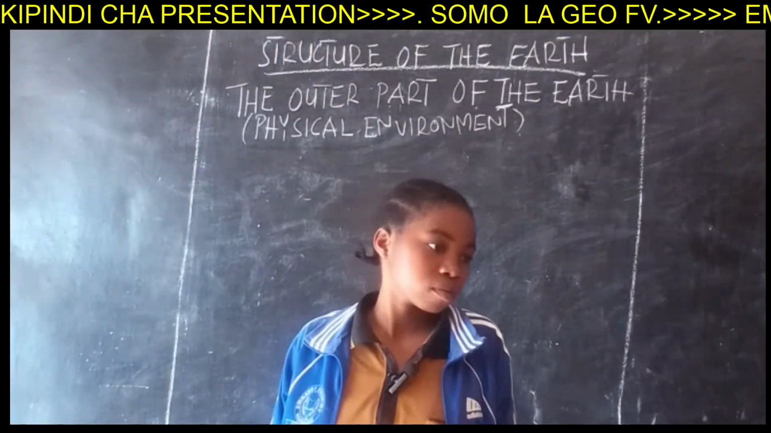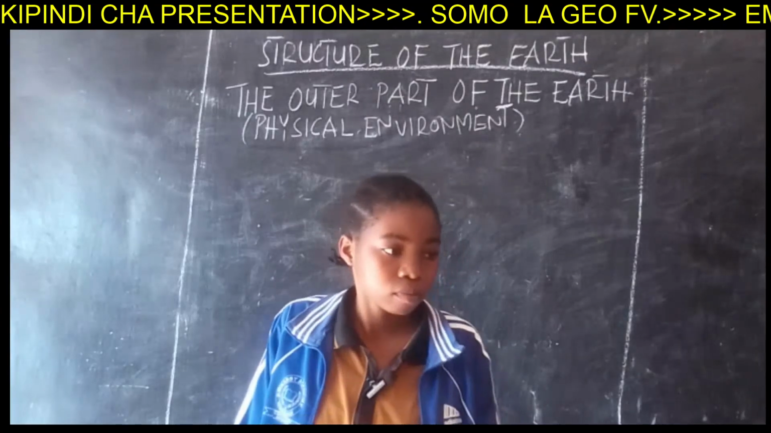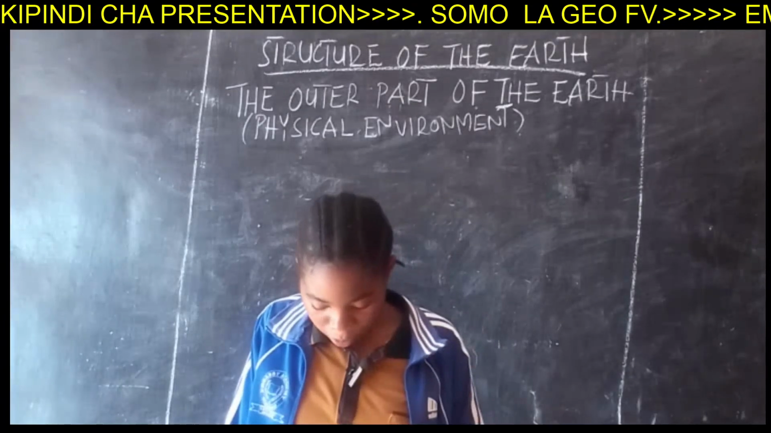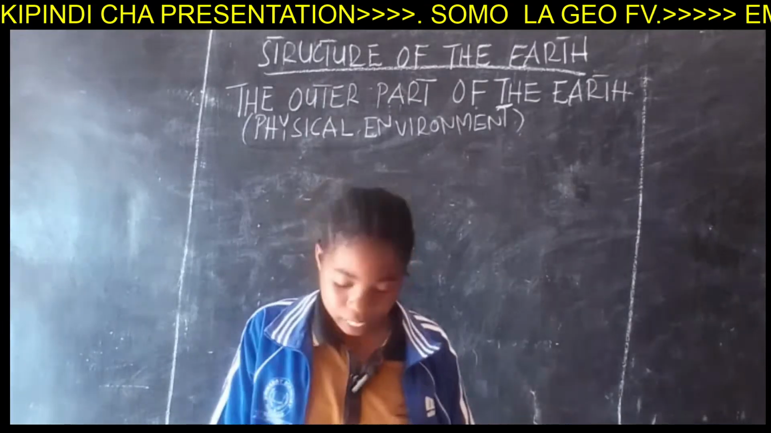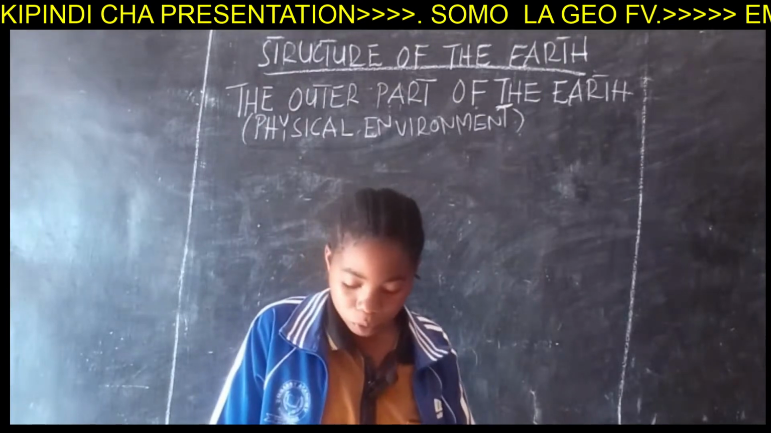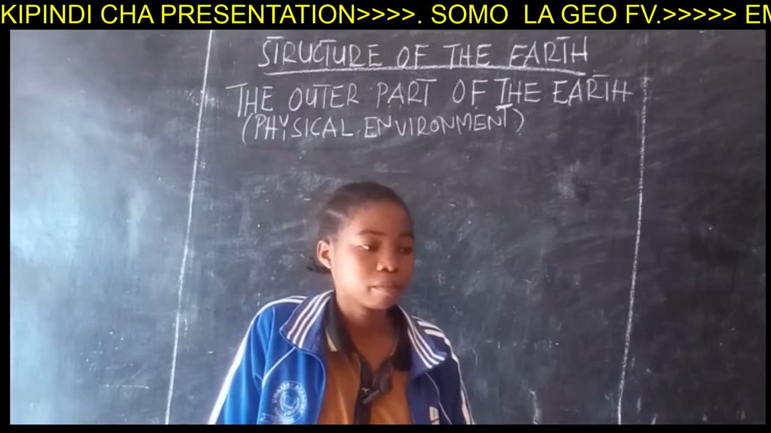I want to explain the homosphere. The homosphere is the lowest part of the atmosphere, where the process of uniform composition is formed in the atmosphere.